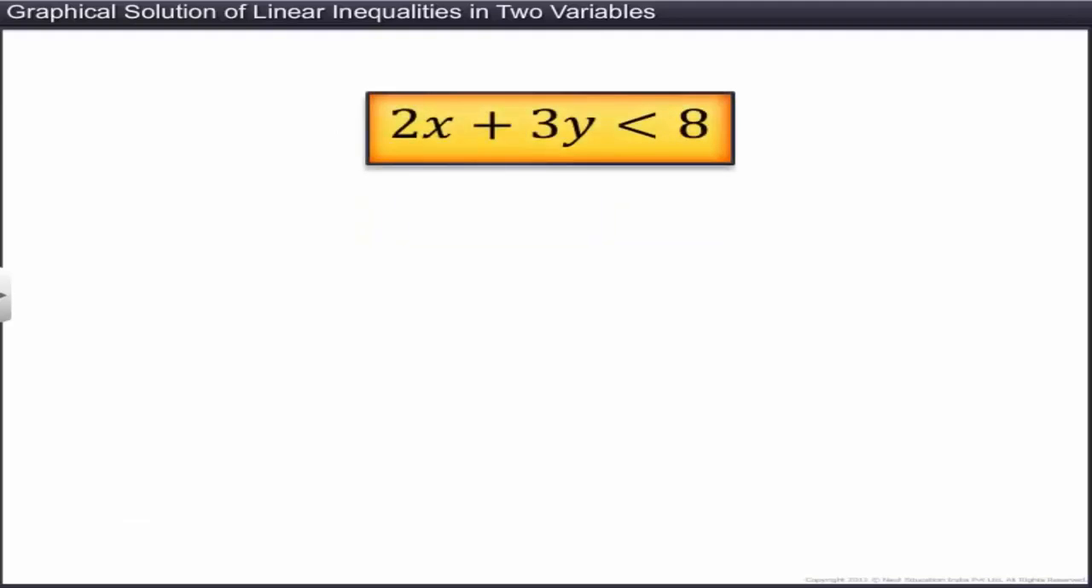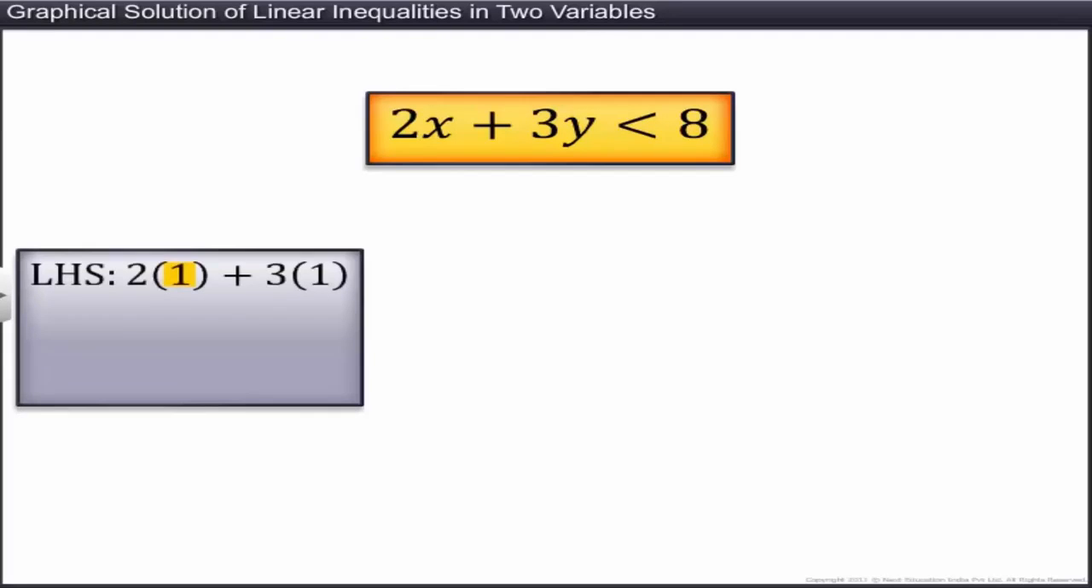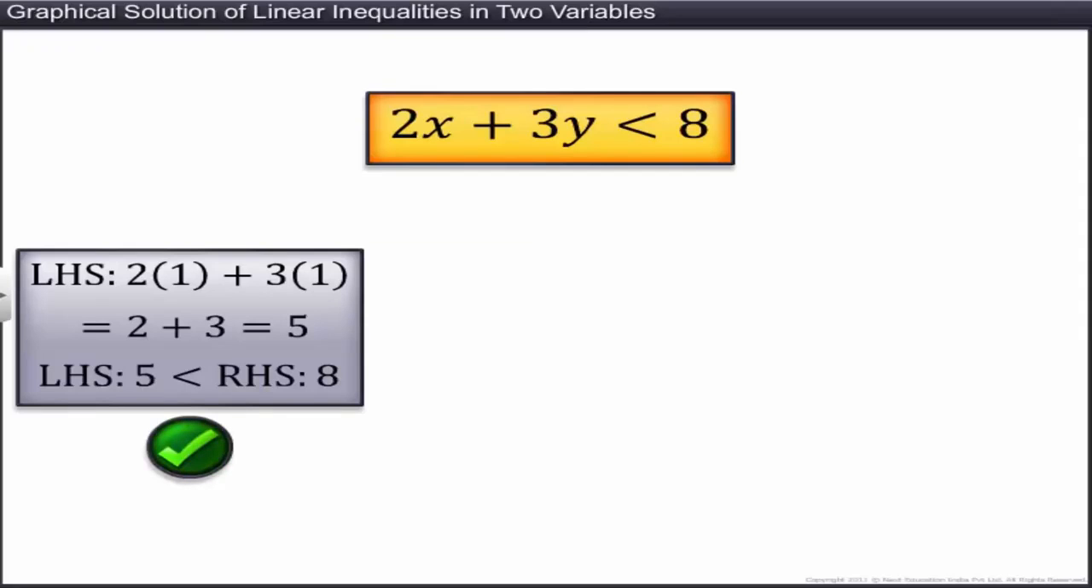Let's see an example that demonstrates the solution of the inequality shown here. Let's find the solution by substituting different values in place of x and y in the inequality. We first substitute 1 in place of x and 1 in place of y. The value of the left-hand side is less than the value of the right-hand side. We can say that x equal to 1 and y equal to 1 is a solution of the inequality since the statement of the inequality holds true.